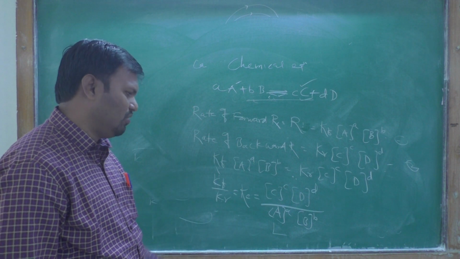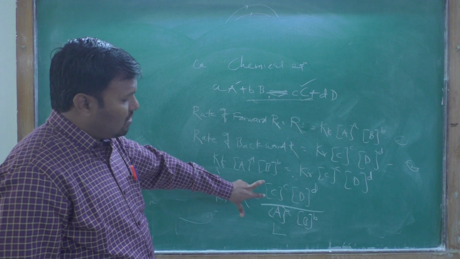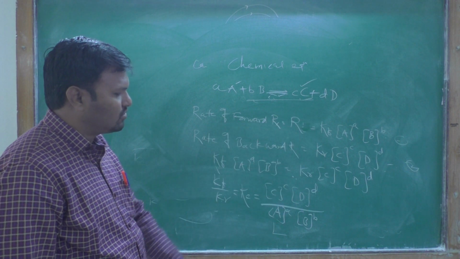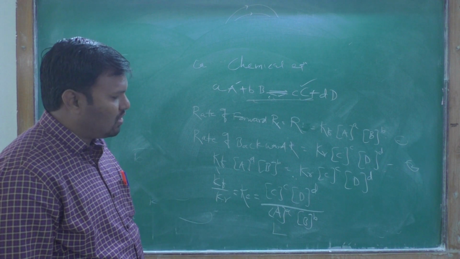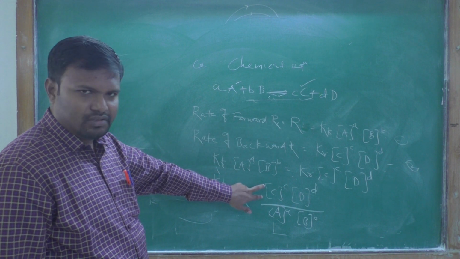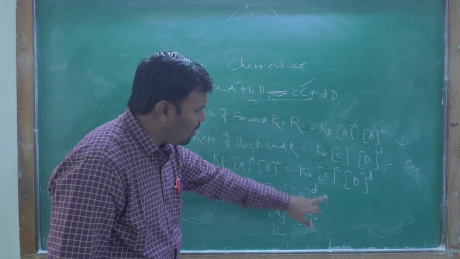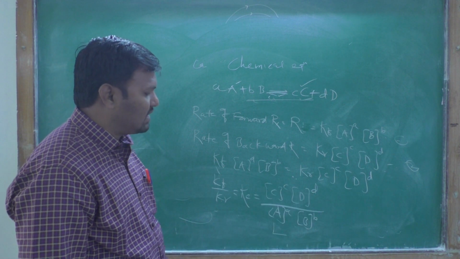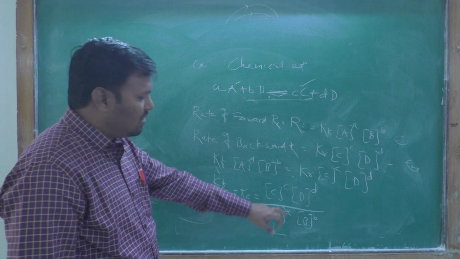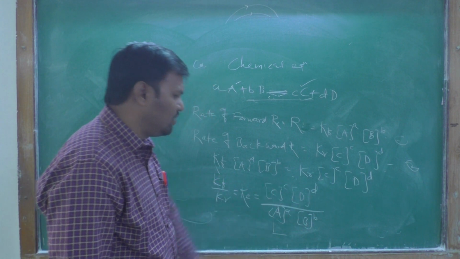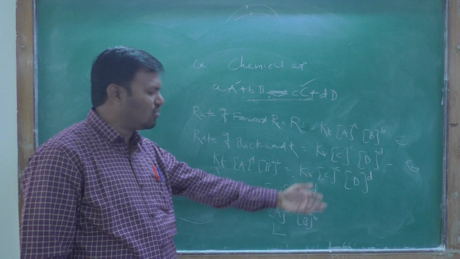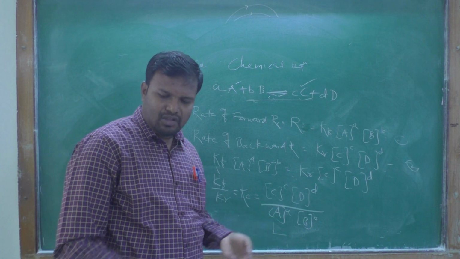This Kc, called the equilibrium constant, is nothing but the product of the concentrations of products, where product means multiplication, raised to appropriate powers, that is, the stoichiometric coefficients, divided by the product of the concentrations of reactants raised to their stoichiometric powers. Small a, b, c, d are the stoichiometric coefficients. That is your equilibrium constant.